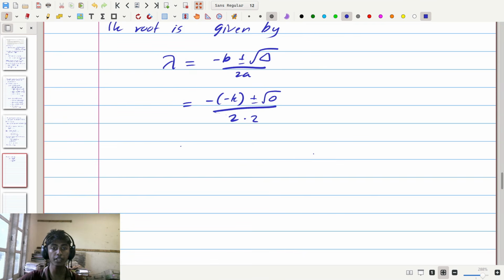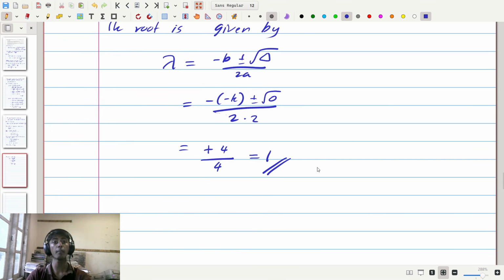Now simplifying this down, we can see we have negative k or plus k, and k is equal to 4, so we have plus 4 divided by 2 times 2, which is 4. So we have 4 divided by 4, which is equal to 1, and hence the only value of lambda that satisfies the equation is lambda equals 1. And with that, we are done this question.